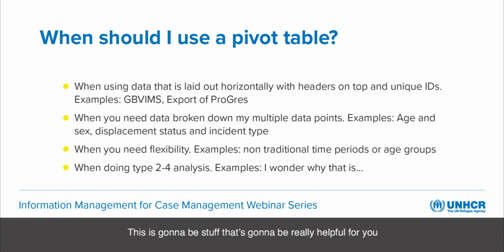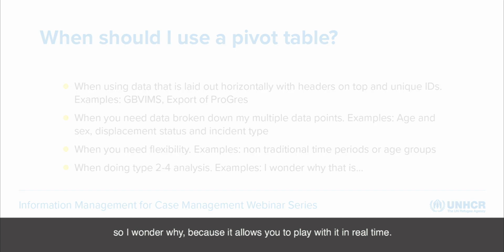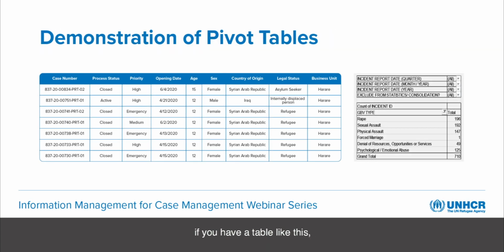This is going to be stuff that's really helpful for you for that type 2 through 4 analysis. So I wonder why, because it allows you to play with it in real time. And what it does is basically, if you have a table like this, so this is what I was talking about, horizontal, these are our IDs, and these are the headers, and then each line is an individual unique case. If I was to highlight all of this data and create a pivot table, it's going to create a table here that's going to summarize all of these different headers, and I then can basically look at every single different variable within this table.